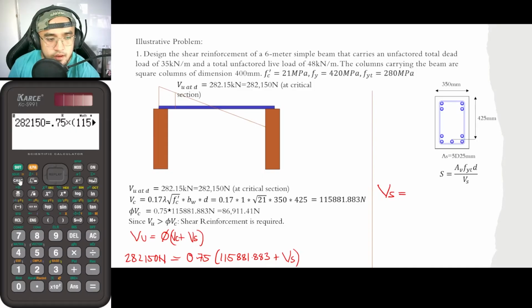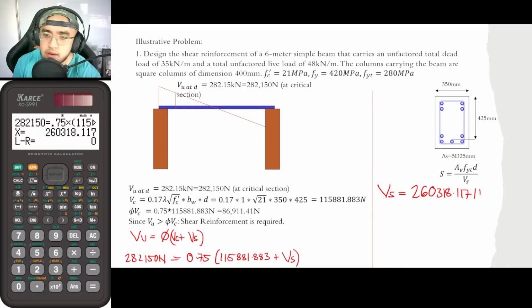So from that, solving, my answer, VS is now equal to 260,318.117 newtons. Okay, so that is the theoretical shear force that the shear stirrups would be carrying. From that, let us now solve for the required spacing in order for us to get a VS like this. According to the code, S is equal to AV FYT times D over VS.